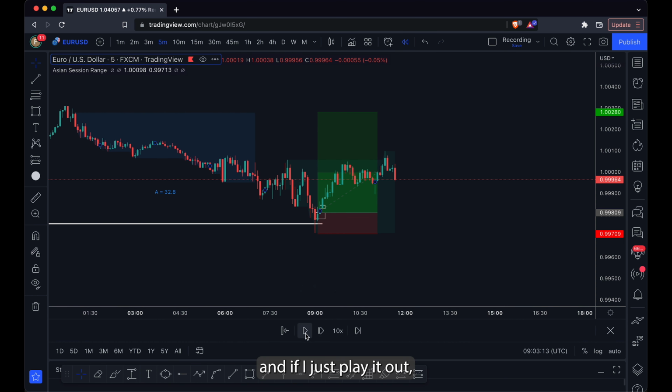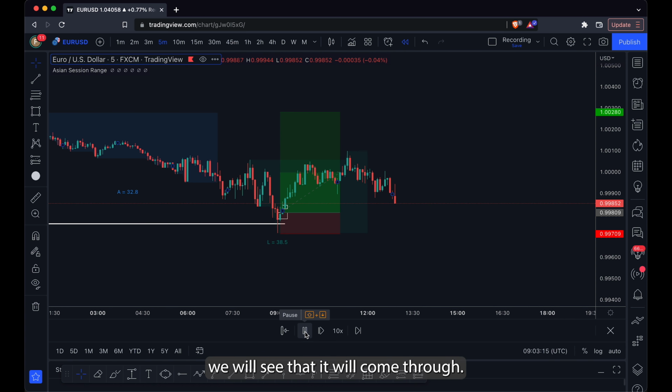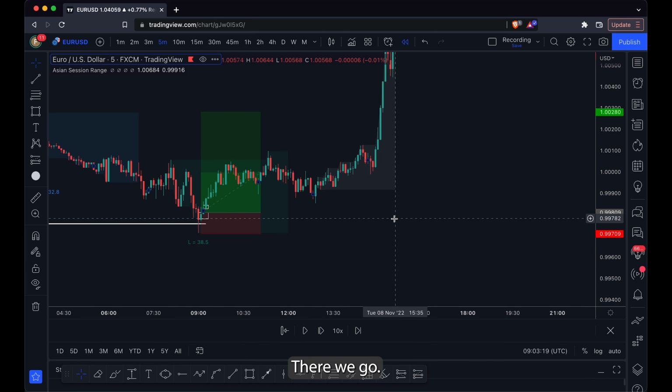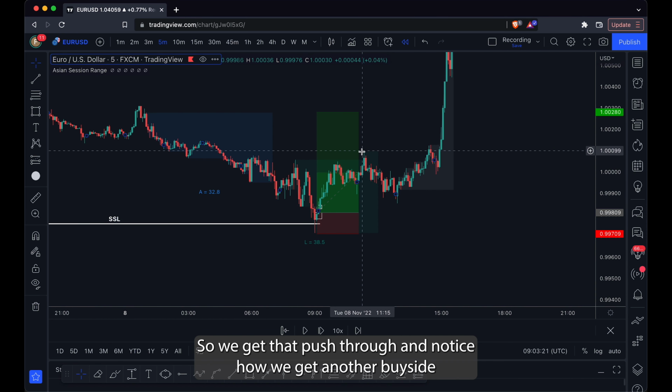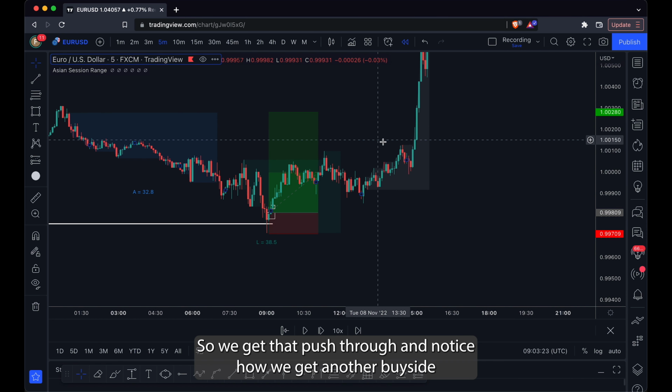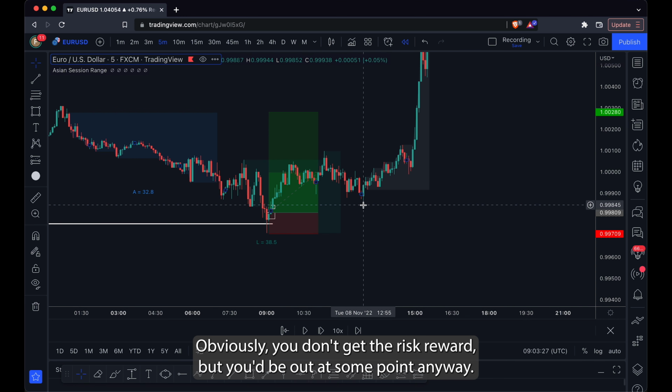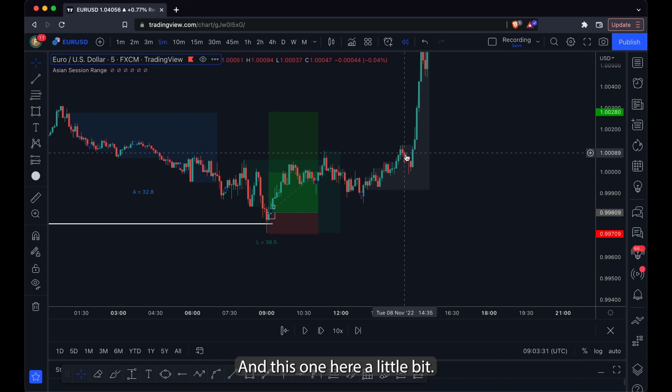And if I just play it out, we will see that it will come through. There we go. So we get that push through, and notice how we get another buy side liquidity raid here, one here that pushes price down. Obviously you don't get the risk reward, but you'd be out at some point anyway. And this one here a little bit, and then we push away.